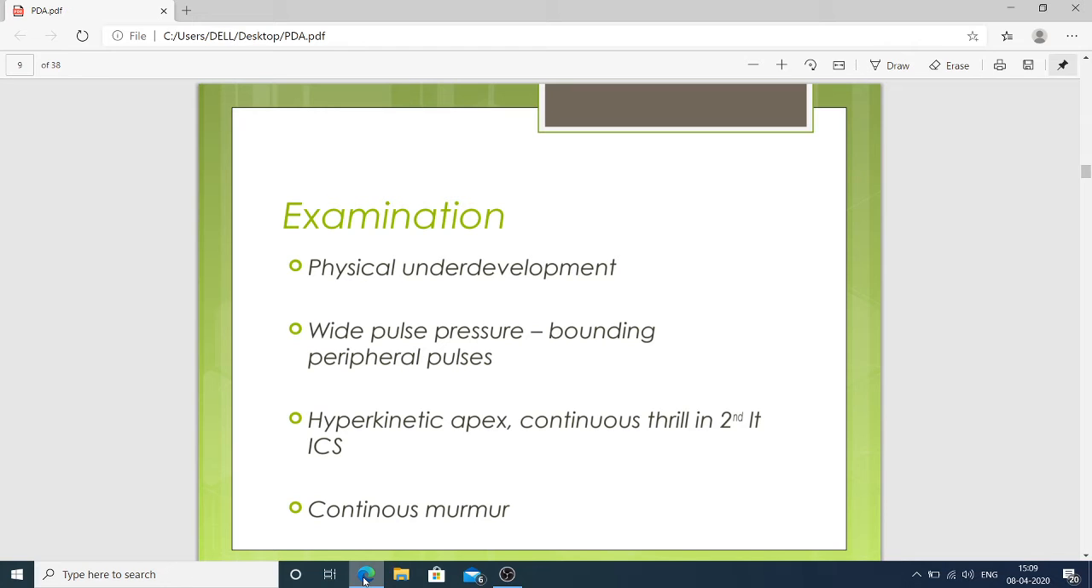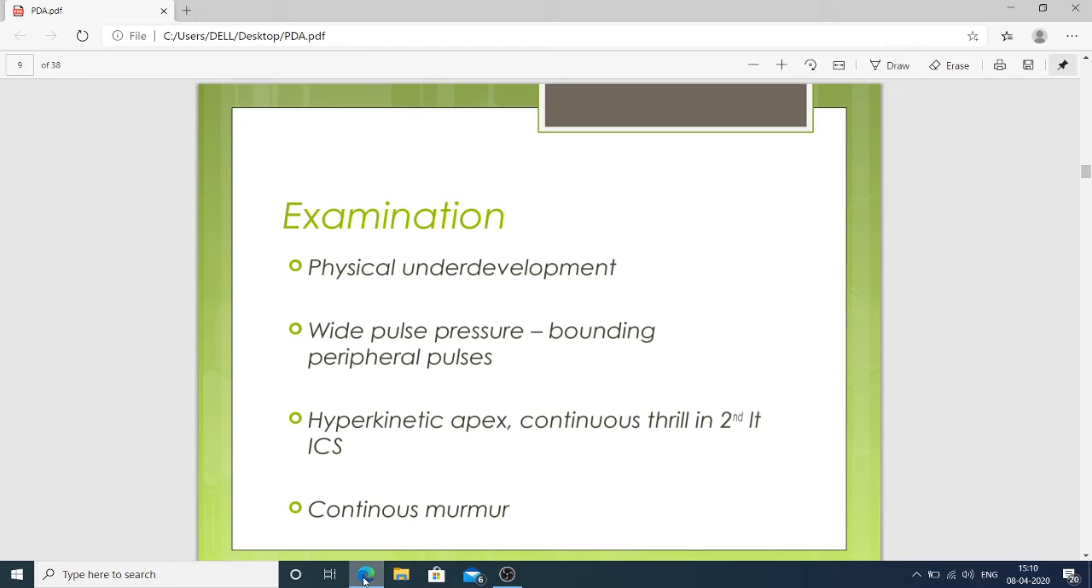peripheral pulse. Peripheral pulse is when the pulse is palpated at the periphery, I'm so sorry, from the legs or arms. Then the bounding pulse is when the pulse feels strong and powerful. Okay, then hyperkinetic apex. Hyperkinetic itself means hyperactive. Then the apex is the pulse felt at the point of maximum impulse.